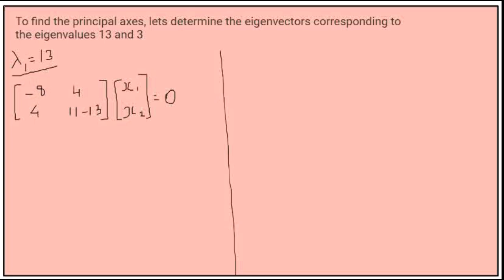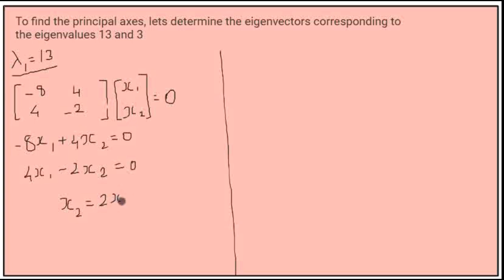So we know 5 minus 13 is minus 8, and 11 minus 13 is minus 2. So now when we do the matrix multiplication, we will get minus 8x1 plus 4x2 is equal to 0. And similarly, second row multiplied by the column vector, we will get 4x1 minus 2x2 is equal to 0. Both the equations will yield the same result when we do the simplification.